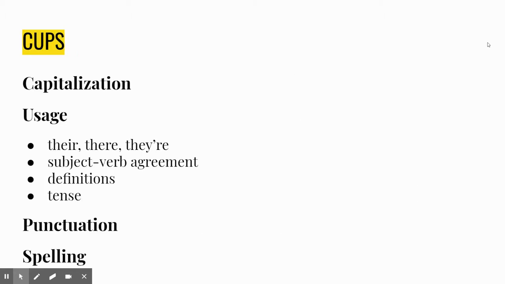CUPS is capitalization, usage, punctuation, spelling. Remember that spell check is your friend. Spell check is also your greatest enemy. And especially with autocorrect and things like that, make sure you're double checking everything. Also, make sure if there's a red line on a Google Doc or a red line on Microsoft Word, that you double check that. Okay?